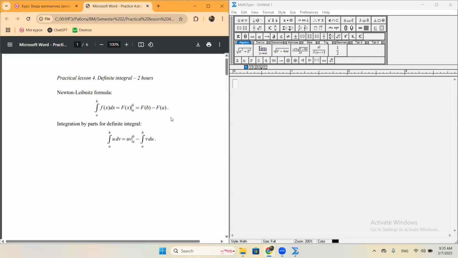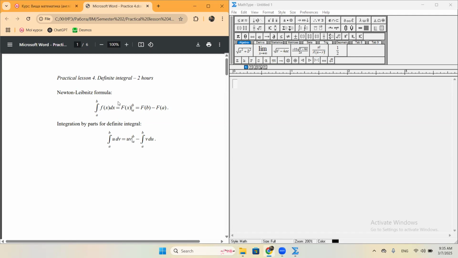On the previous practical lesson, we were integrating trigonometric expressions, and also used trigonometric substitution for irrational functions. Our topic for today is the definite integral.